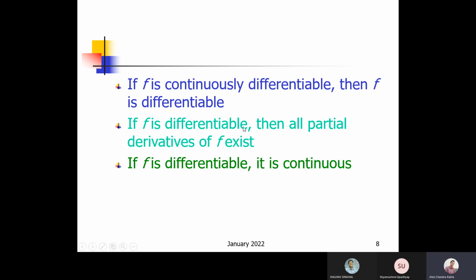And these are the conclusions: if f is continuously differentiable, then f is differentiable. If f is differentiable, then all partial derivatives of f exist. And if f is differentiable, it is continuous. So these three observations we can make.